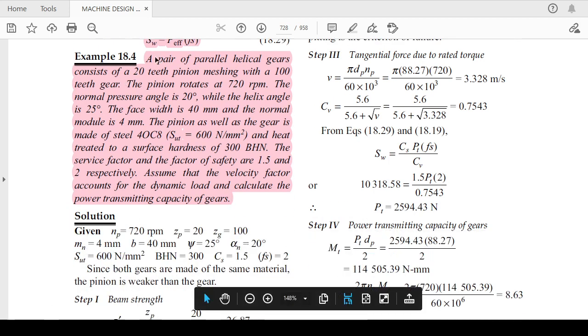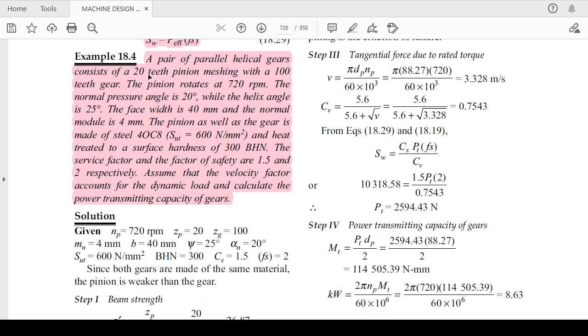As you can see here, a pair of parallel helical gears consists of a 20-teeth pinion meshing with a 100-teeth gear. The pinion rotates at 720 rpm. The normal pressure angle, alpha n, is 20 degrees, while the helix angle psi is 25 degrees. Face width B is 40, and the normal module Mn is 4.